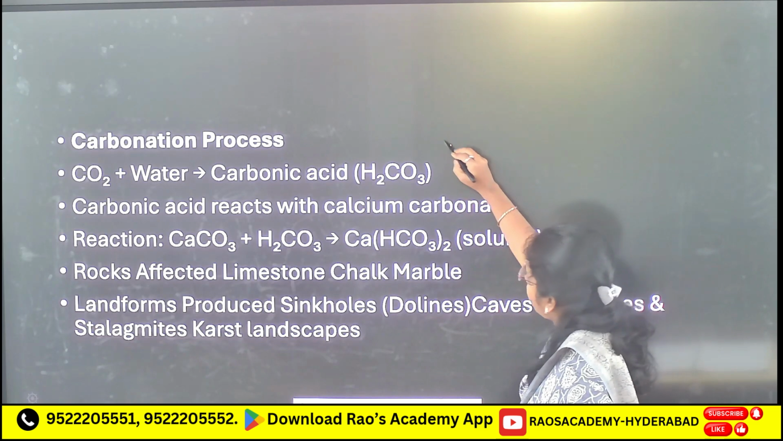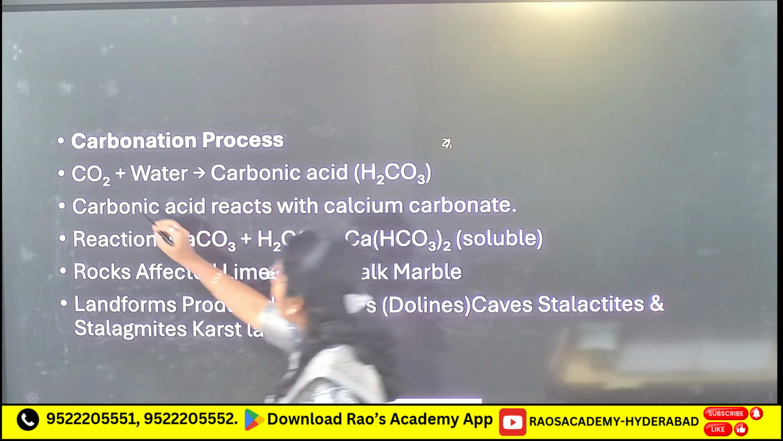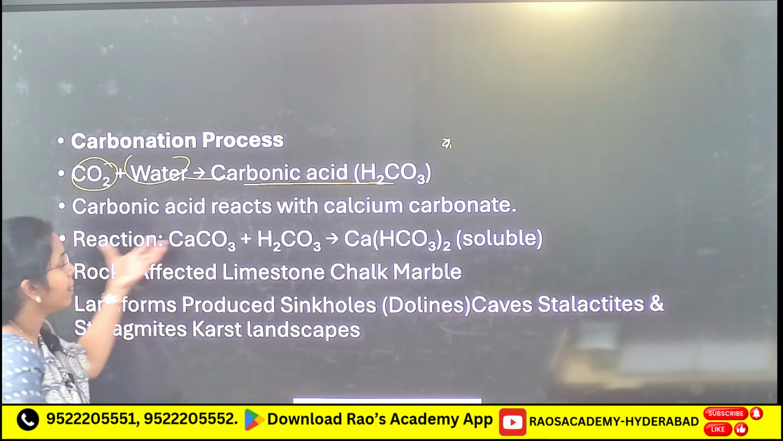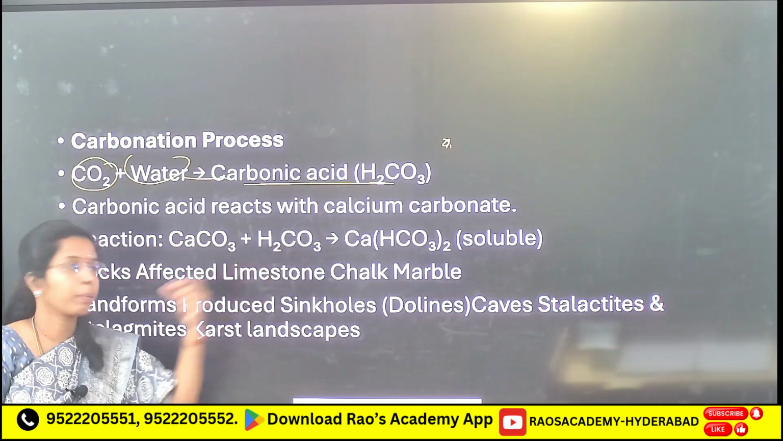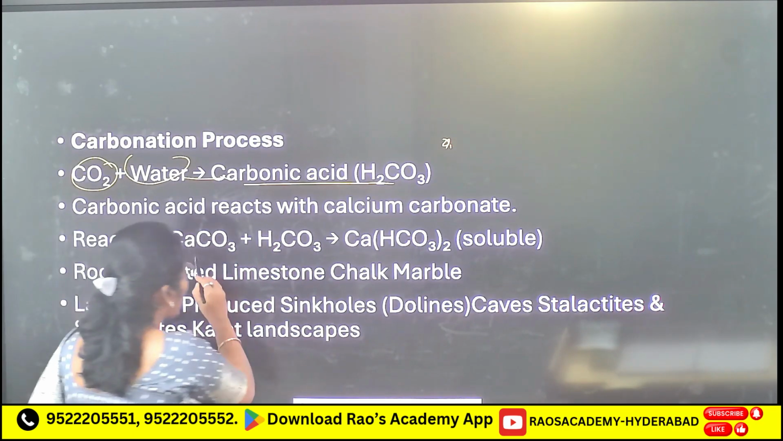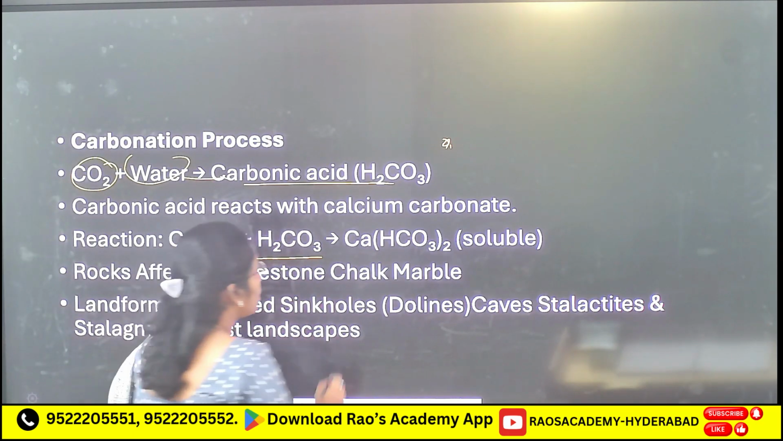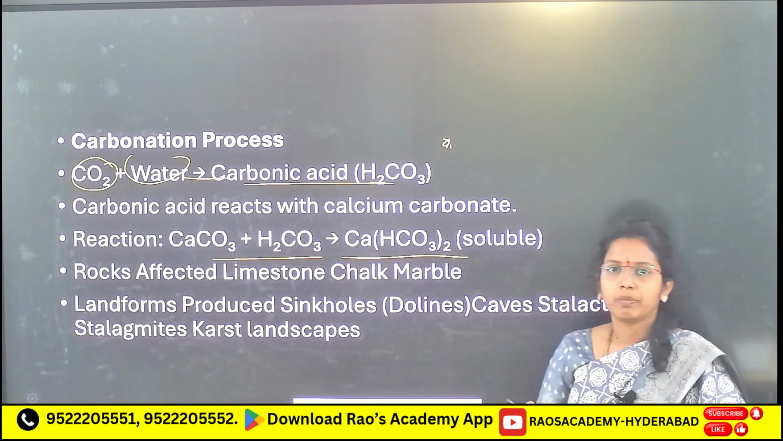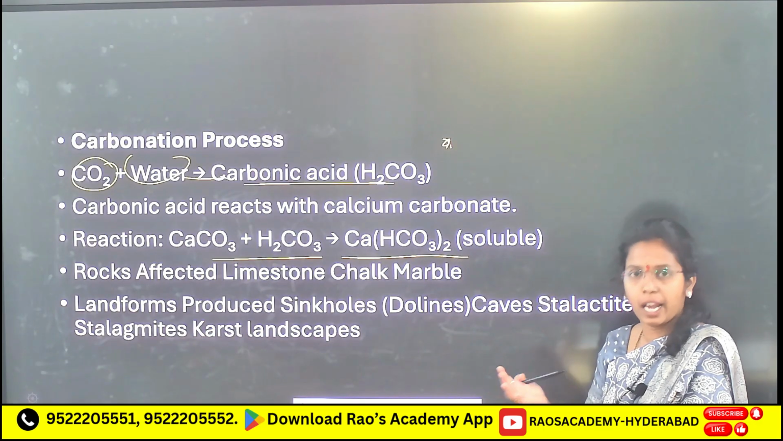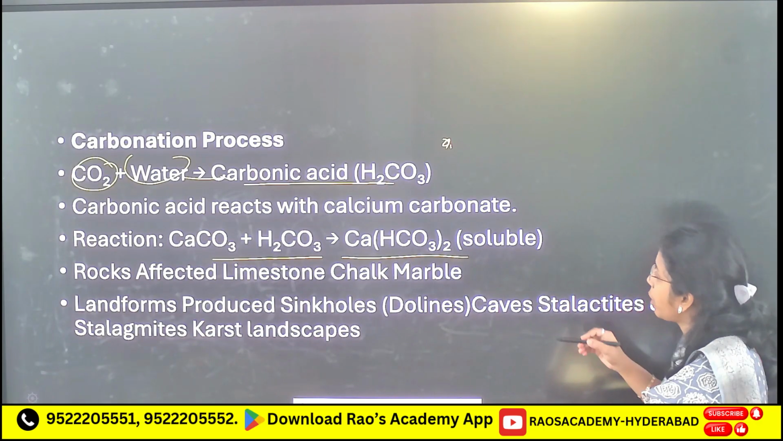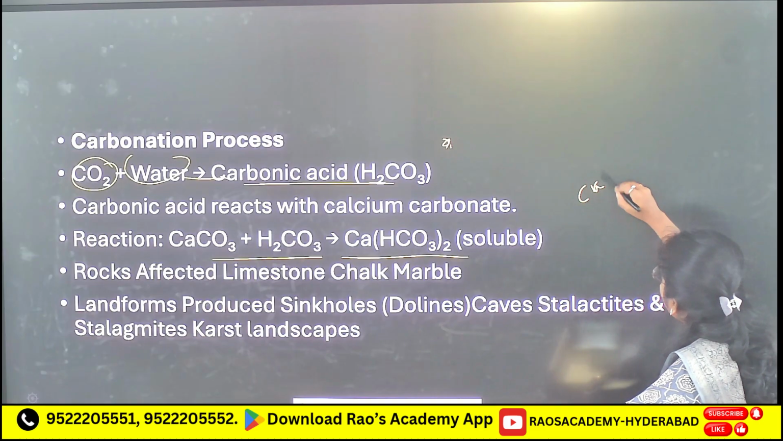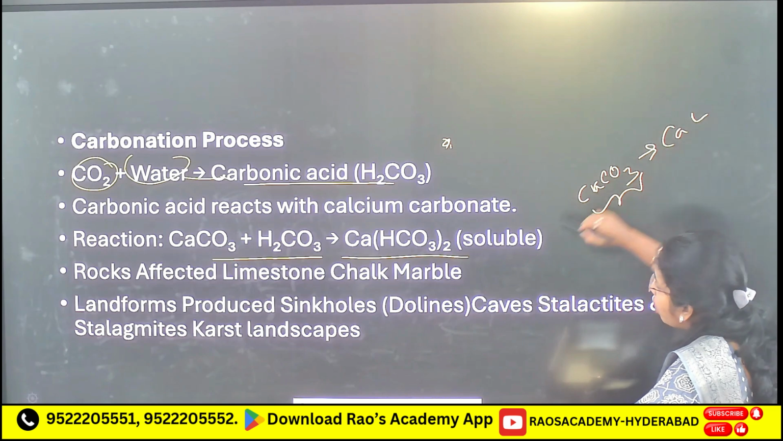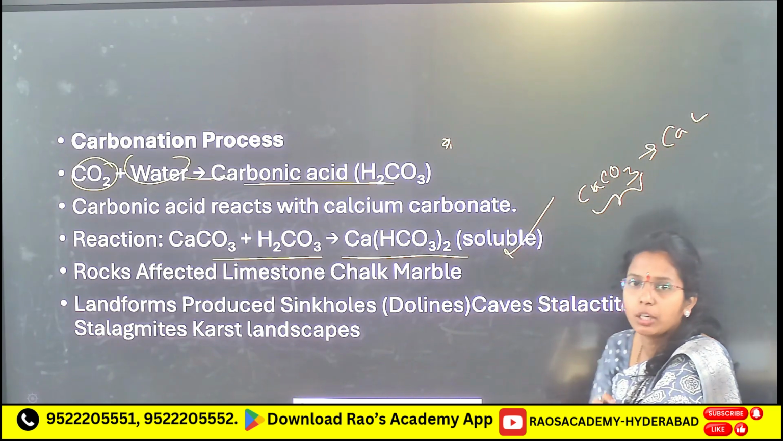Carbonation is very important. Carbon dioxide plus water produces carbonic acid, H2CO3. This carbonic acid reacts with calcium carbonate and produces calcium bicarbonate, which is soluble. Calcium carbonate is hard limestone, and this calcium carbonate is converted into calcium bicarbonate and becomes soluble.